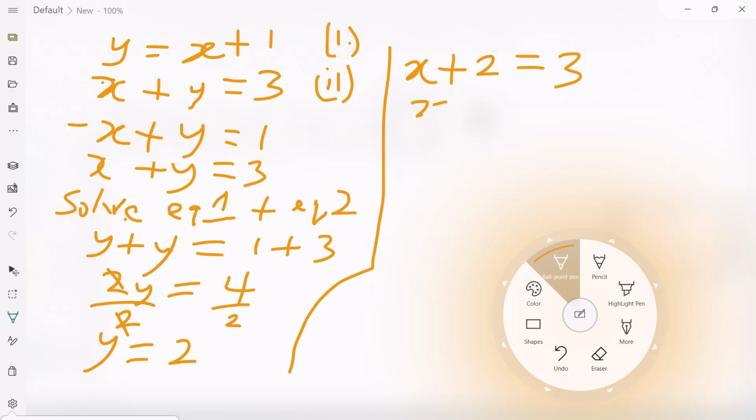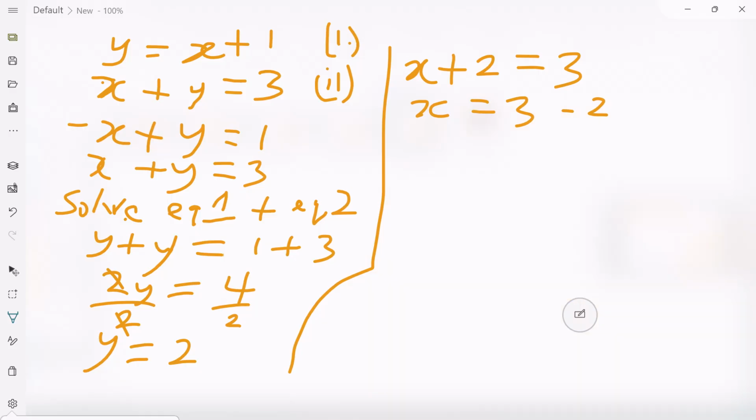Therefore, my x is equal to 3. 2 comes to this other side, you have minus 2. So x is equal to 1. y is 2, x is 1. And that is the answer.